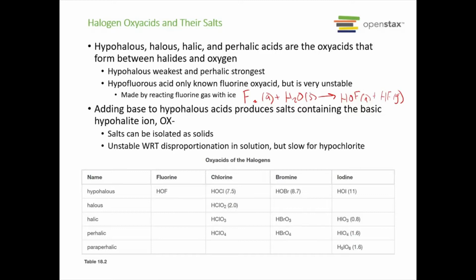So like the hypohalous, you could have hypofluorous, hypochlorous, hypobromous, hypoiodous. Okay, and then we have halous acid, so chlorous acid is really the only one that occurs. We have the halic acids, which would be chloric acid, bromic, iodic. Perhalic, you'd have perchloric, perbromic, periodic, and paraperhalic, which doesn't seem to really occur except for maybe with iodine, paraperiodic.